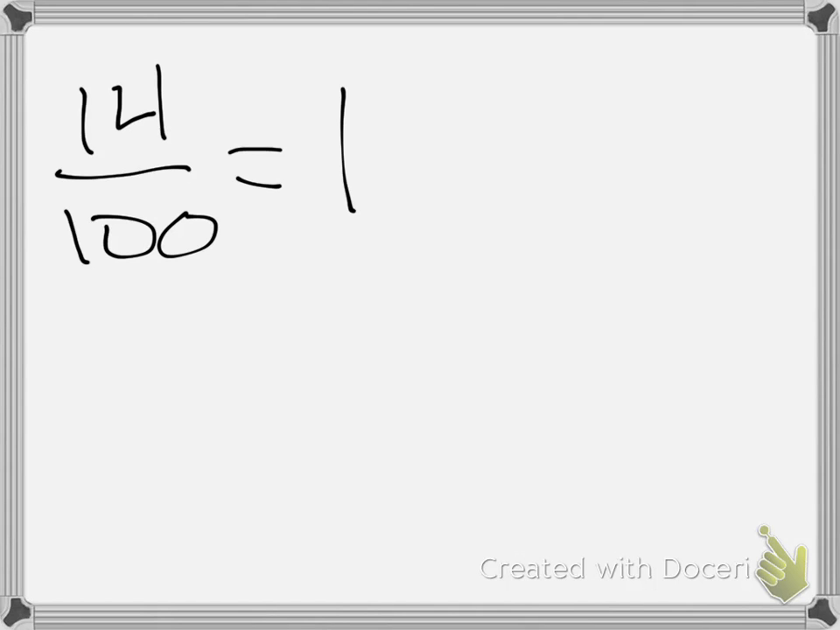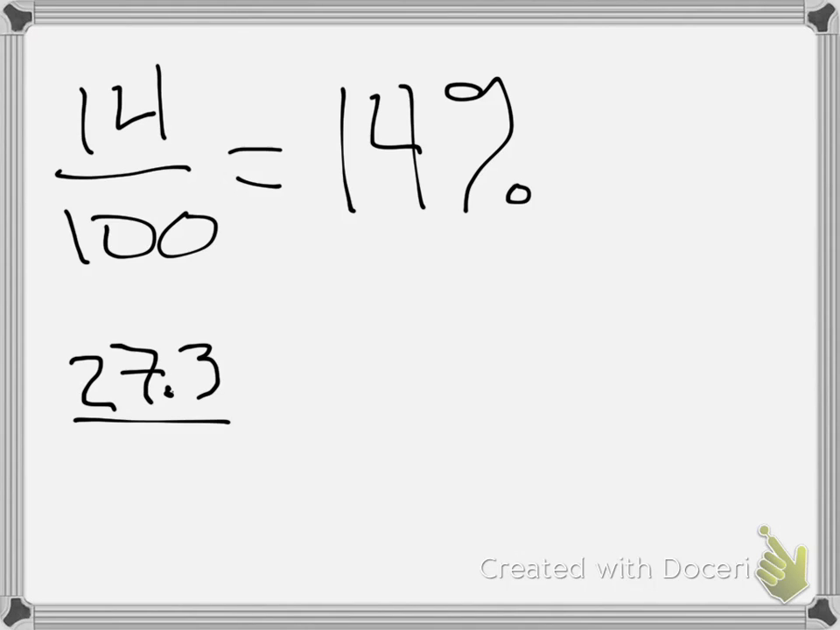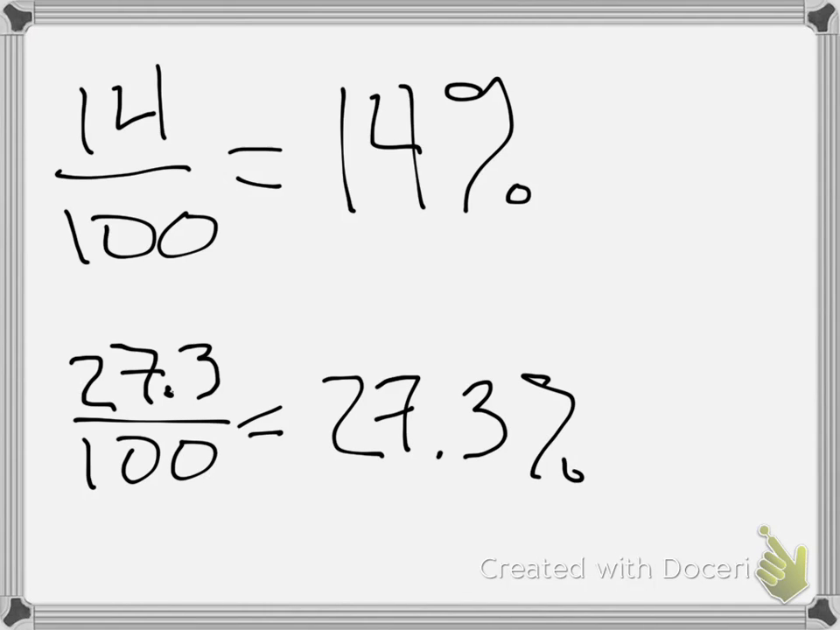All right. So if we have something like 14 out of 100, we could read that as 14%, because it's 14 per the 100 that we have. Even if we have something like a decimal, we have something like 27.3 out of 100, it'd be 27.3%.